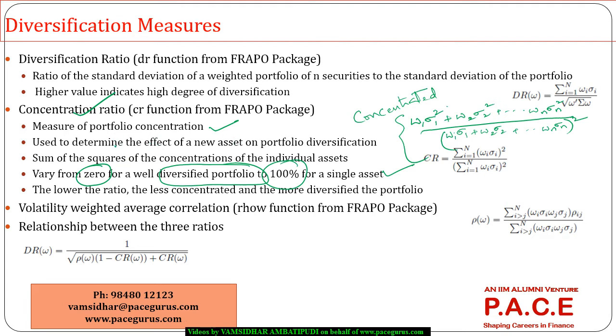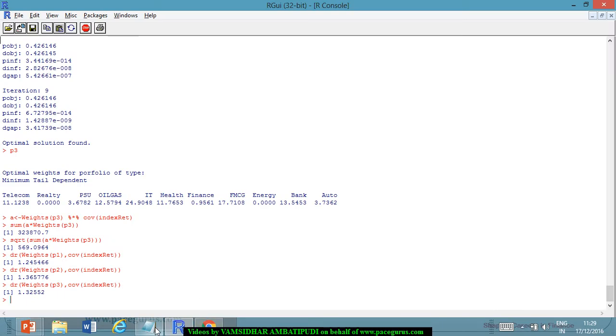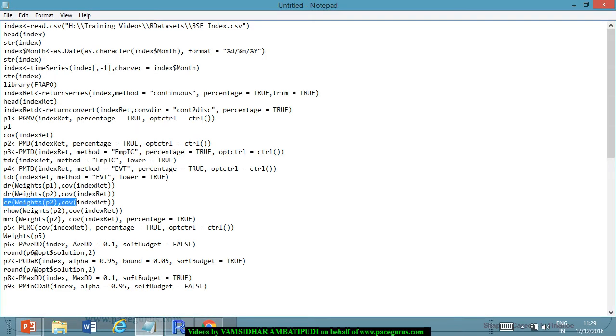And generally people use it to determine the effect of a new asset on the portfolio diversification. If I am adding one more asset, to what extent can the diversification come up? So this is the formula. We are taking the sum of squares of the concentrations of the individual assets. The lower the ratio, the lesser the concentration, which means a more and more diversified portfolio.